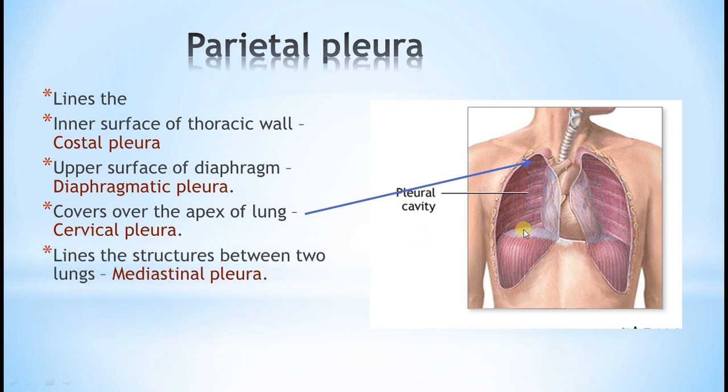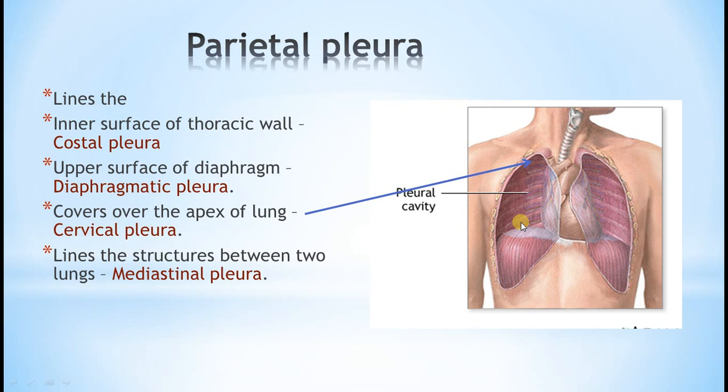Then you are able to see that both the lungs and both the pleural cavities are separated by some structures in the midline. What structure do we all know? That is the heart with its covering, called the pericardium. Then there are other structures. This is present in the midline between the two lungs, and it forms a midline septum for these lungs. That is why it is called the mediastinum.